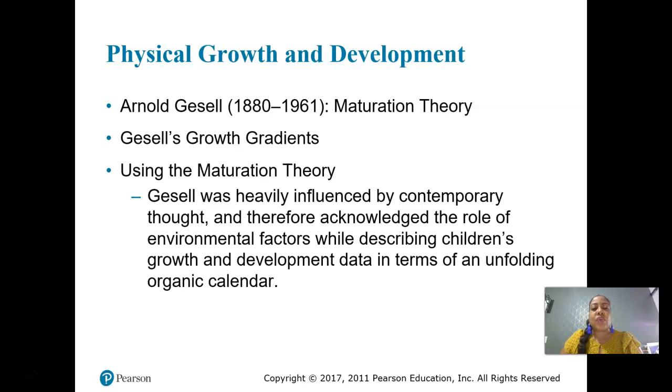So he has something called growth gradient, and with his maturation theory, Gesell was heavily influenced by contemporary thought and therefore acknowledged the role of environmental factors while describing children's growth and development data in terms of an unfolding organic calendar. So if you look at the growth gradients in the textbook, those are towards the beginning of the chapter. I will tell you what page it's on. So if you look at these charts starting on page 89, it looks like this.